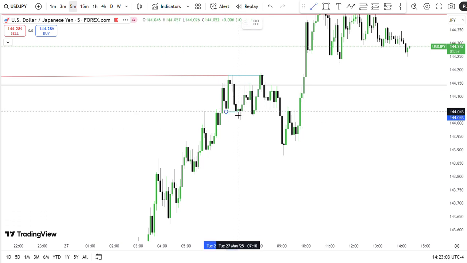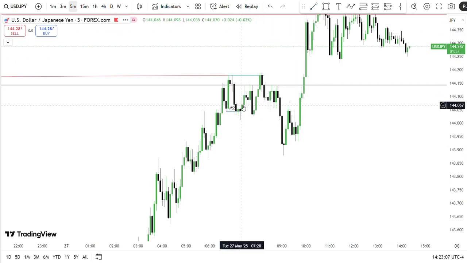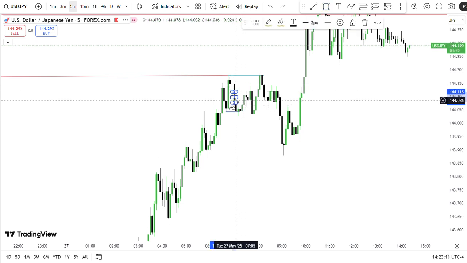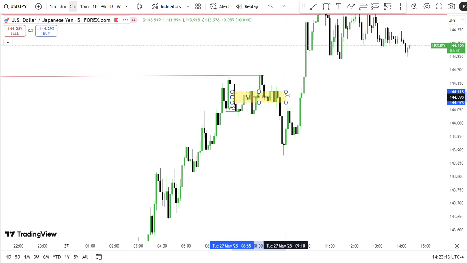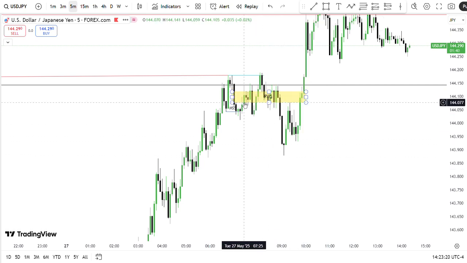So here is my entry point. So this is my market structure shift. Okay, I think here is my entry, which is this FVG. I'm waiting for the market to come to this FVG. This is an FVG. So I am waiting for the market to come here. So definitely the market will come in a few minutes, I think.